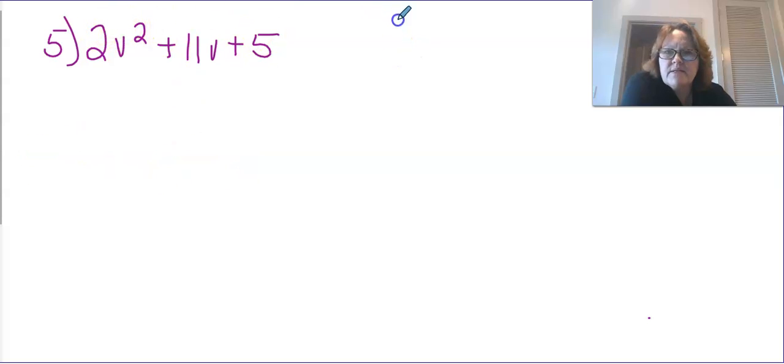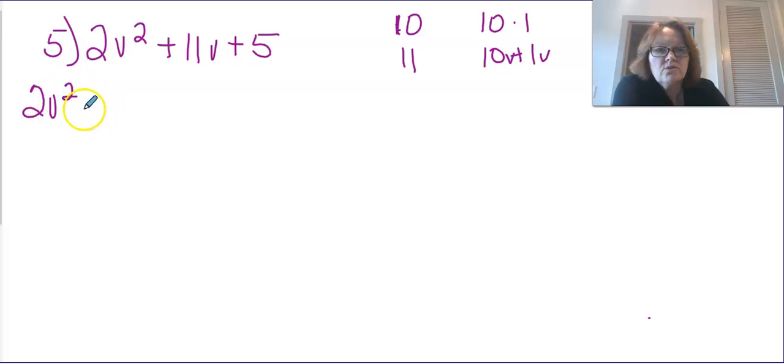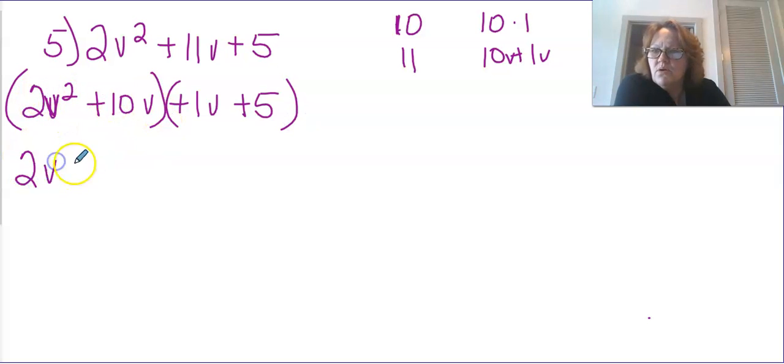Multiply 2 times 5, that's 10. And then my middle term is 11. Of course, that's going to be 10 times 1 and 10 plus 1. So my middle term is going to get split into 10v and 1v: 2v squared plus 10v plus 1v plus 5. Okay, split that. And I'm going to take out a 2v over here. That's going to be v plus 5.